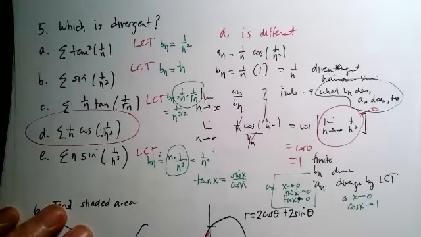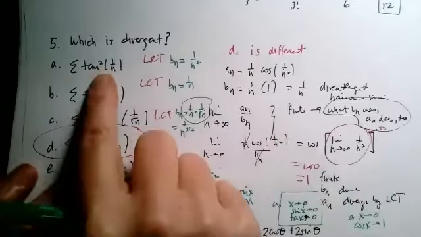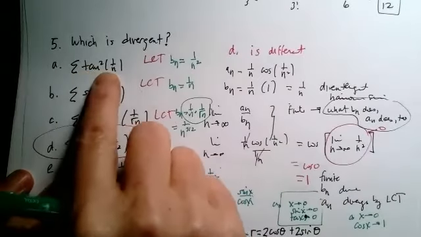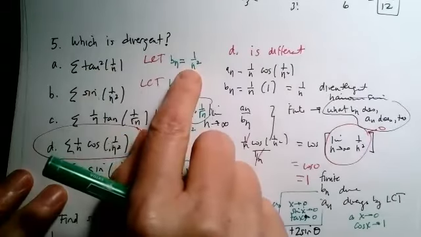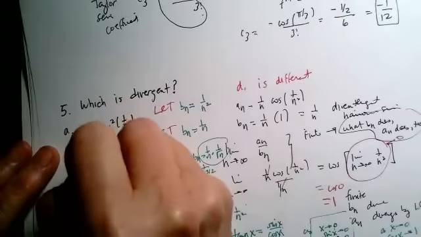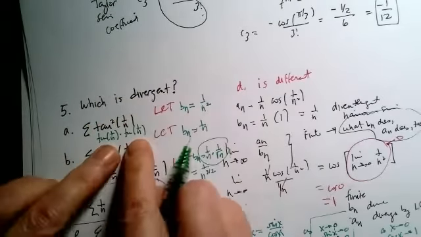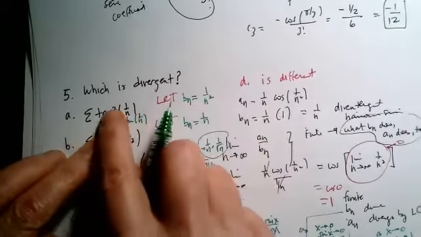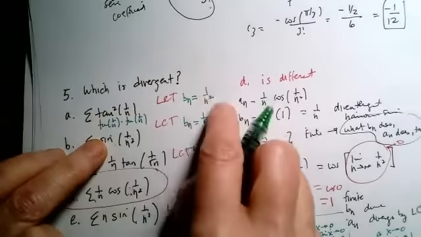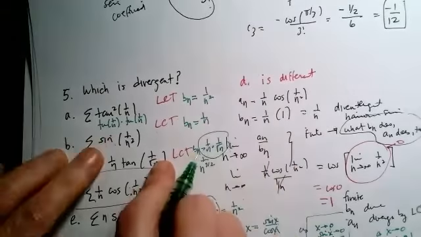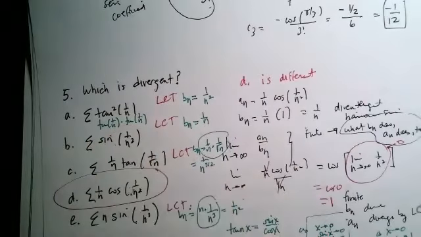Why is it 1 over n squared? Because we replace the tangent function with the function itself, and we can write this as the tangent of 1 over n times the tangent of 1 over n. And for limit comparison, we're just replacing tangent with the argument to tangent.